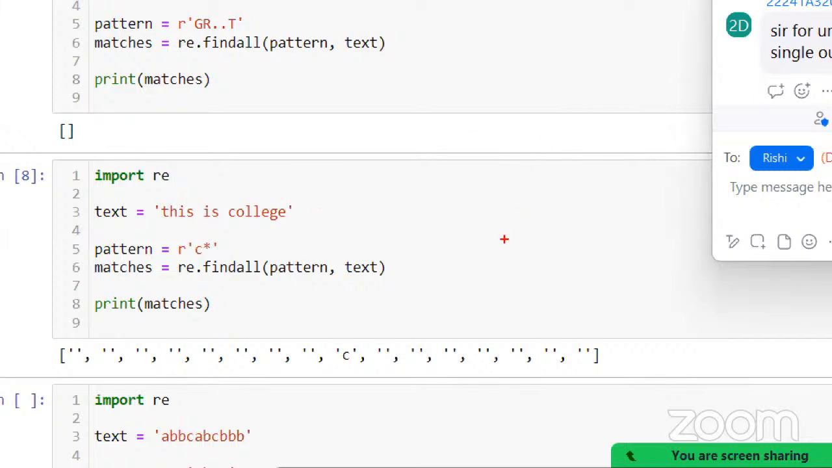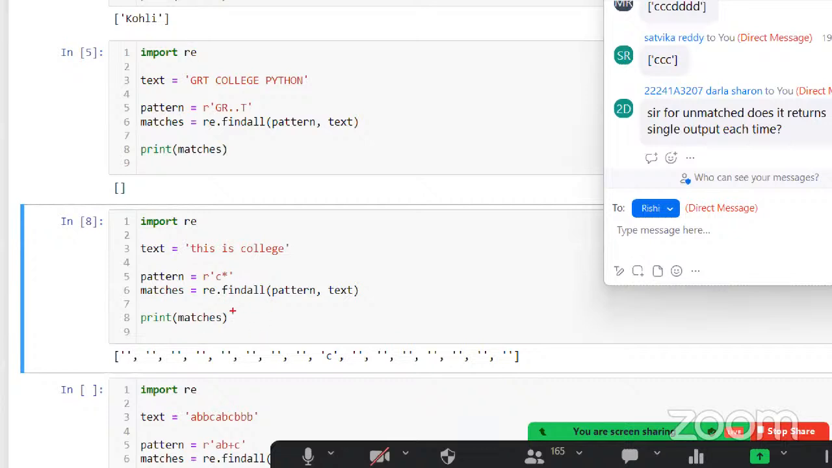We can give extra conditions. That is a little bit advanced, so I don't want to confuse people with that. You can explore how to avoid that one. Basically, the problem with findall is, if it is unmatched, it returns a single empty output each time. So to group multiple outputs, we have the group function. I told you, you can capture and group it. Okay. So you have to go slowly one by one.